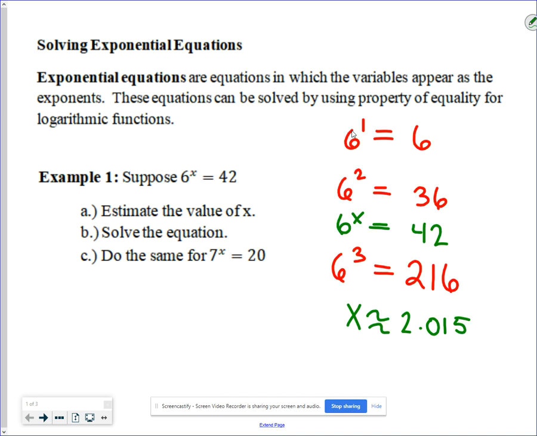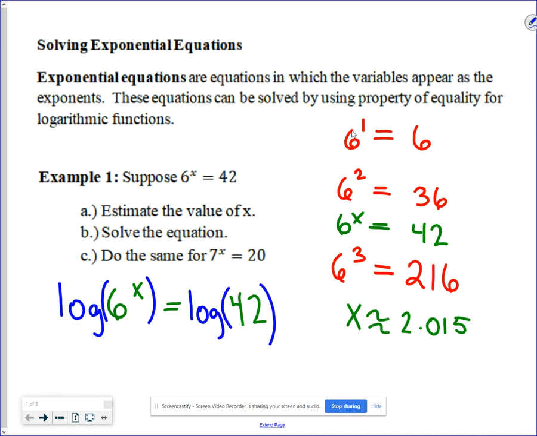Right, so let's actually solve it. This is the new stuff that we're going to be doing today. So I want to solve 6 to the x is equal to 42. What we're going to do is take the log of both sides of this equation. You can do anything to an equation as long as you do it to both sides. So I'm just going to take the log of both sides of this equation.